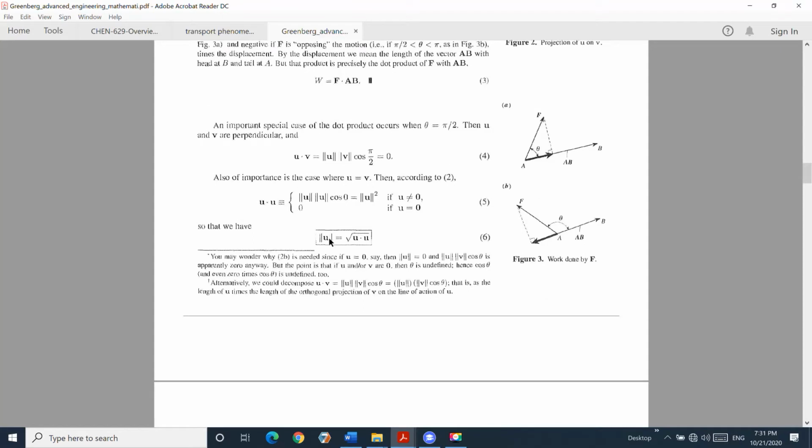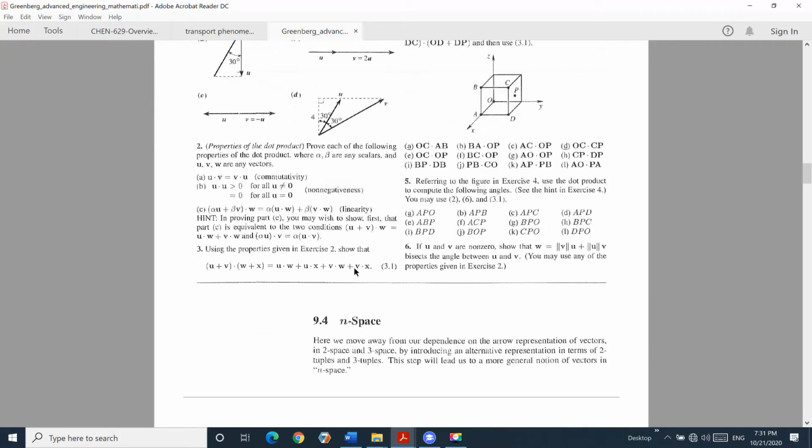So the dot product of u with itself, u dot u, gives the square of the norm, the length of any vector itself. So this is the definition of the dot product.